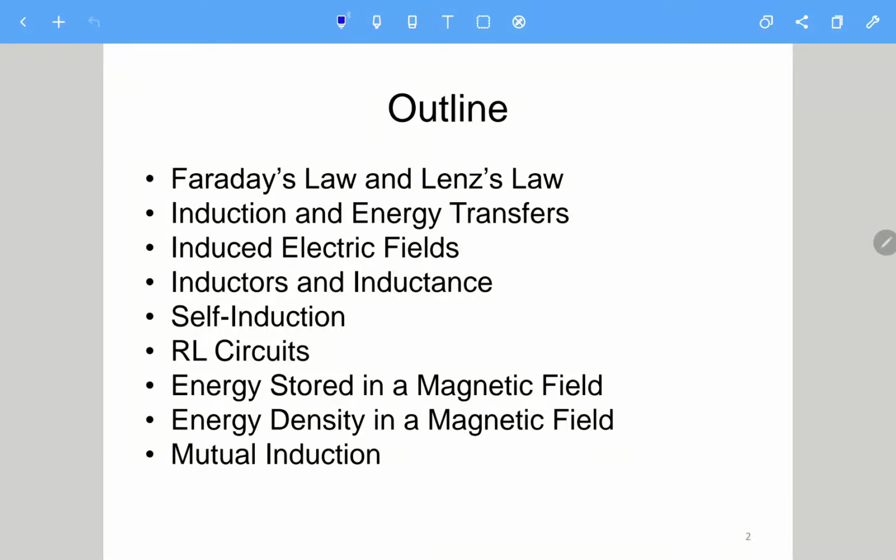This is the outline for chapter 30. You can see there's quite a lot of items here. First we'll talk about Faraday's Law, and we'll also talk about Lenz's Law, which is only the minus sign in Faraday's Law, and then we also call it Lenz's Law. Next we'll talk about induction, and then energy transfer for the inductor. And then we will rigorously talk about what is inductor and inductance, and then the induced E field.